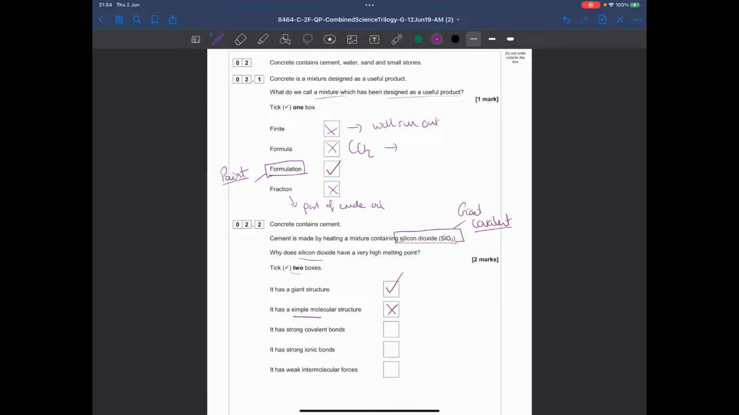It is a covalent structure, so therefore I would think it would have strong covalent bonds. It's not an ionic structure, so it's not ionic bonds, and it wouldn't have weak intermolecular forces. It would have strong covalent bonds between it. So it would be the first and the third option.